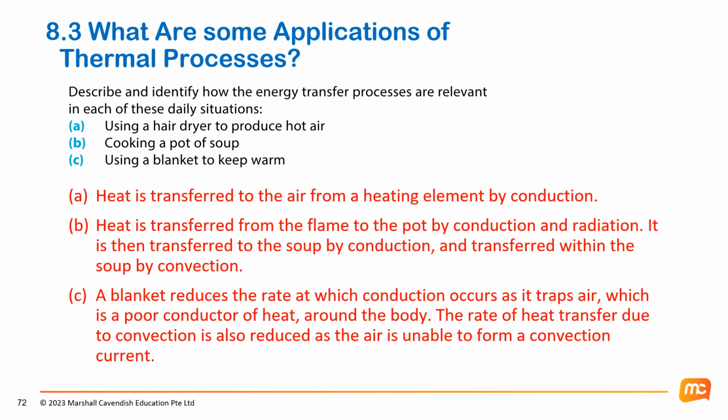Lastly, the blanket. The blanket reduces the rate at which conduction happens because it traps air, a poor conductor of heat, around the body. This also reduces the rate of convection because the air is unable to form a convection current.